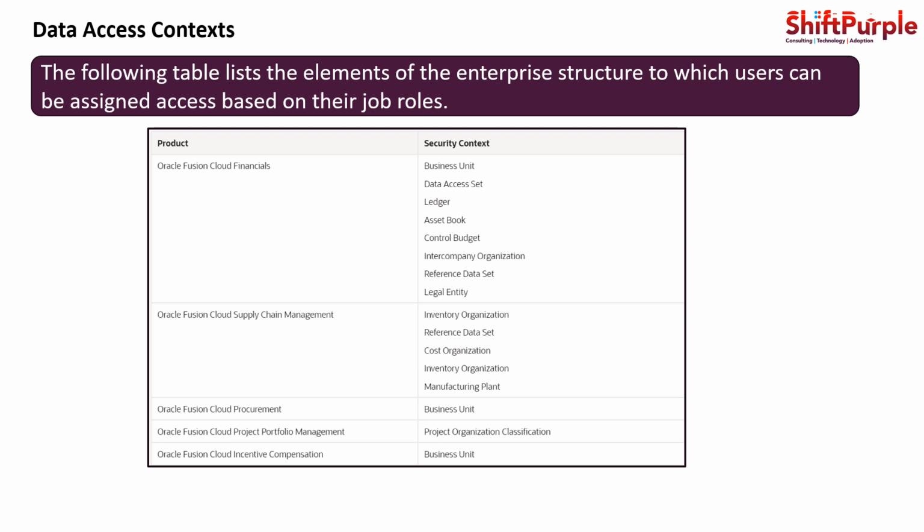Let's see what data access contexts we have. The following table lists the elements of the enterprise structure to which a user can be assigned access based on their job roles. For Oracle Fusion Cloud Financials, what security contexts are there? Business unit, data access set, ledger, asset book, control budget, intercompany organization, reference data set, legal entity. Similarly, for Oracle Fusion Cloud Procurement, it just has the security context of business unit. But if we go to Oracle Fusion Cloud Supply Chain Management, it has different security contexts: inventory organization, reference data set, cost org, manufacturing plant. So these security contexts are based on which role you are selecting, which role you are assigning.